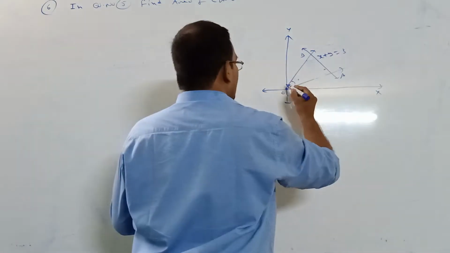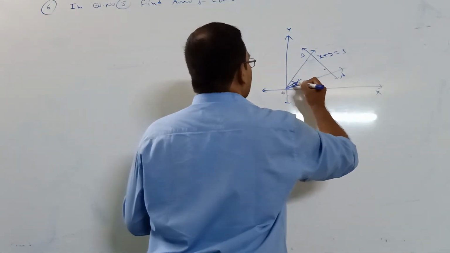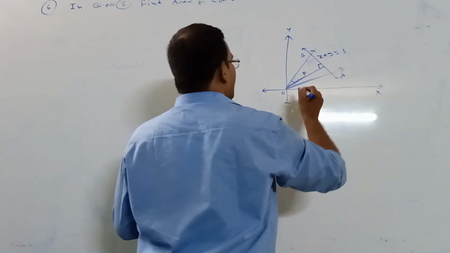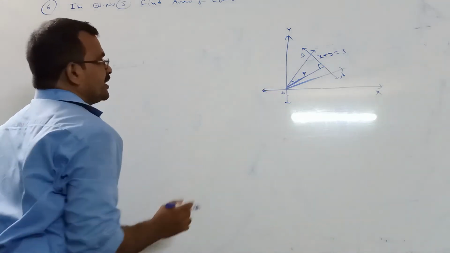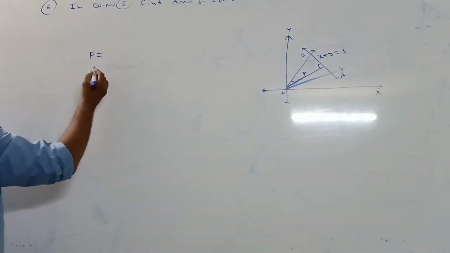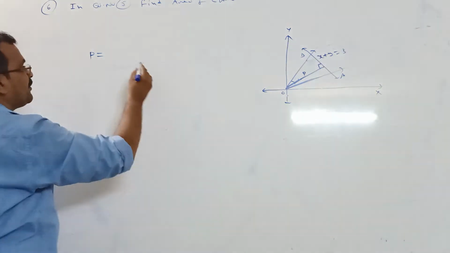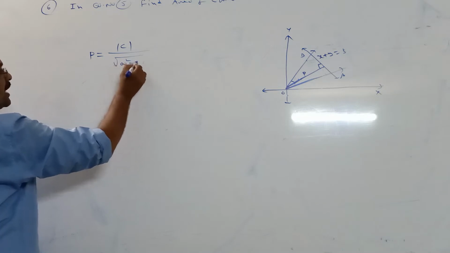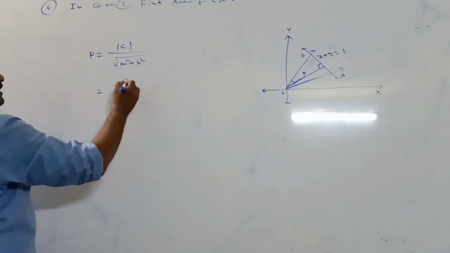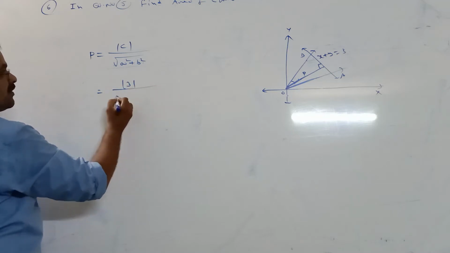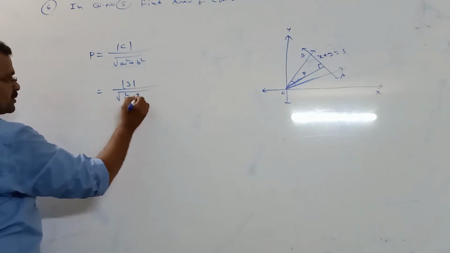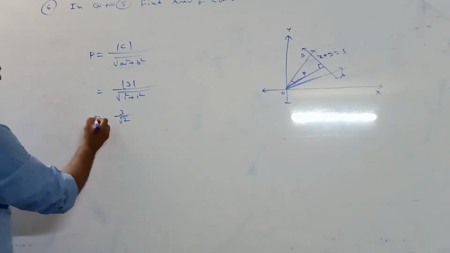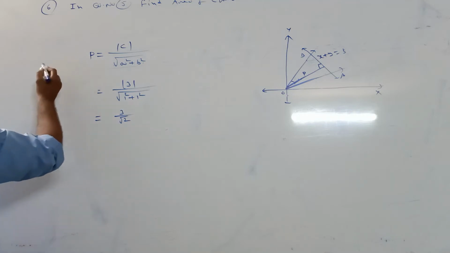So see, this is an equilateral triangle. I find out the length of the perpendicular p from origin to the given line. Suppose p, the length of the perpendicular from origin to the given line, formula is mod c by under root of a square plus b square. So c means 3, and under root of a square plus b square means 1 square plus 1 square. Is it 3 by root 2? This is the length of the perpendicular. So in an equilateral triangle p is the height.